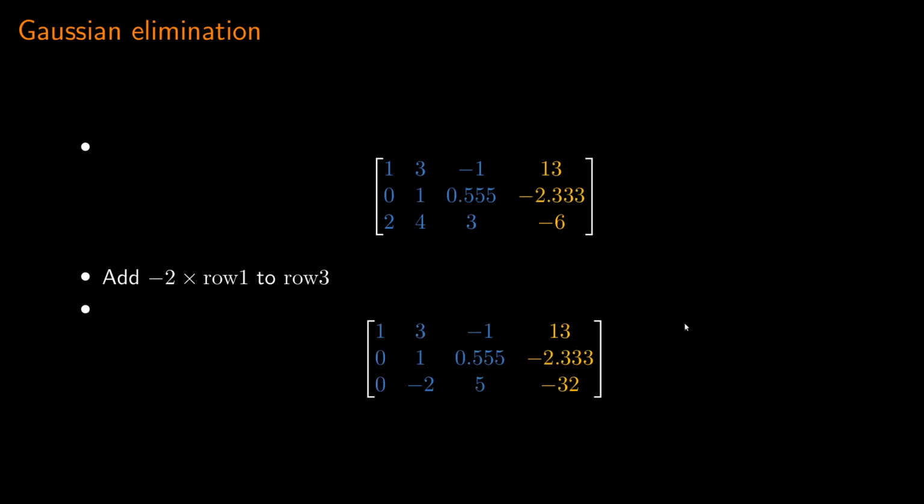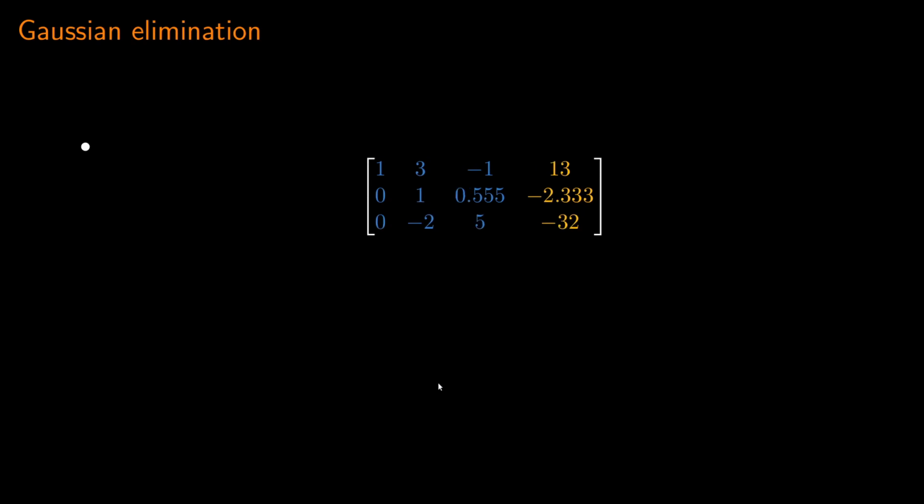So now starting from there, we now add minus 2 times row 1 to row 3. So minus 2 times row 1, so minus 2 times 1 is minus 2. 2 plus minus 2 is 0. So we see now that we have our second 0 in the first column. And then of course we have minus 2 times 3, which is minus 6. 4 plus minus 6 is minus 2, and so on for the other columns. Okay, but we see we're getting closer to the result that we want. We now have 2 zeros here.